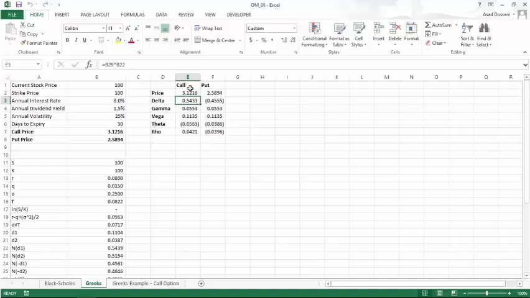But the delta is telling you how much the option price will change when the underlying changes by 1 unit. So if the stock price were to go from 100 to 101, the call option would increase by 0.54. Okay, that's what the delta is telling you. Likewise, the delta for the put option is telling you what happens to the price of the put when the stock goes up by 1. Well, the price of the put option falls by 0.45.